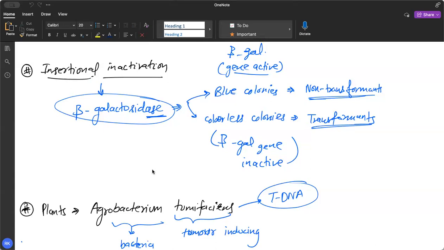Remember antibiotic resistant genes used as markers? We talked about it. In biotechnology, whenever you make a plasmid, you put a marker gene. What is a marker gene? Yes, Parker, go ahead. What is a marker gene?